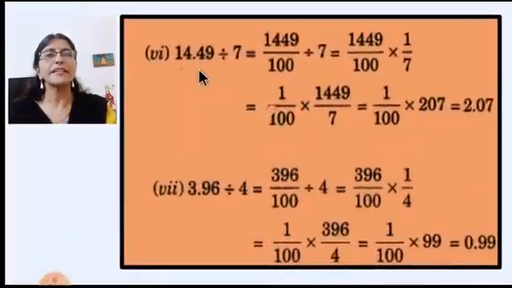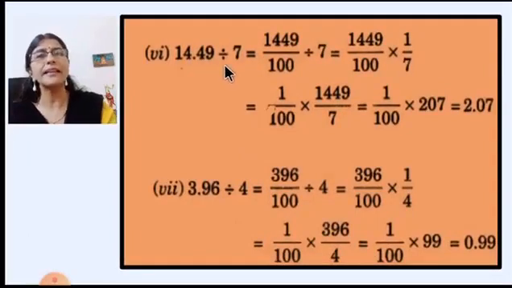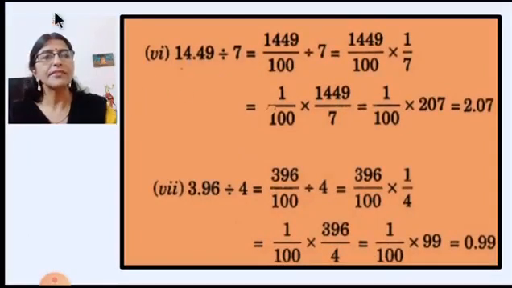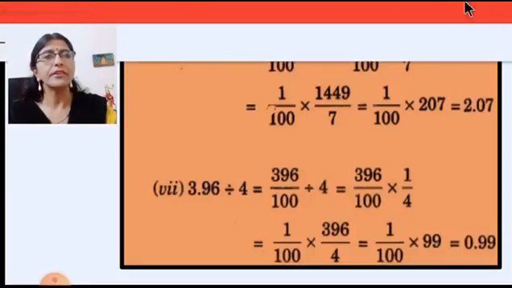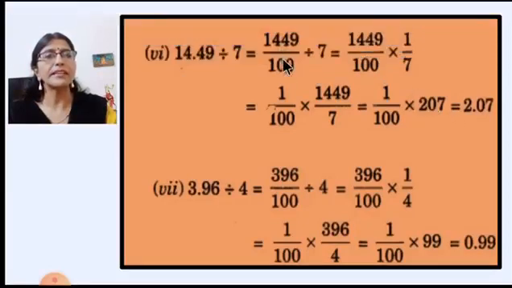So first question is written here: 14.49 divided by 7. So first we will convert it into fraction. 14.49, when you convert it into fraction, again we will see the decimal places. There are two decimal places. So we'll multiply both numerator and denominator by 100. Here there is nothing, so we'll write 1 into 100. Directly also we can write, the point has been removed. You can see here it is gone. So you will get 1449 upon 100 divided by 7.